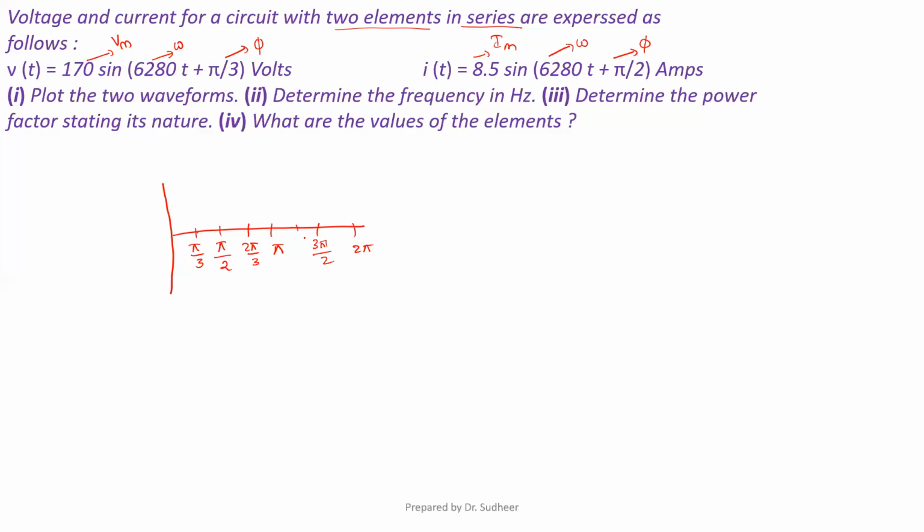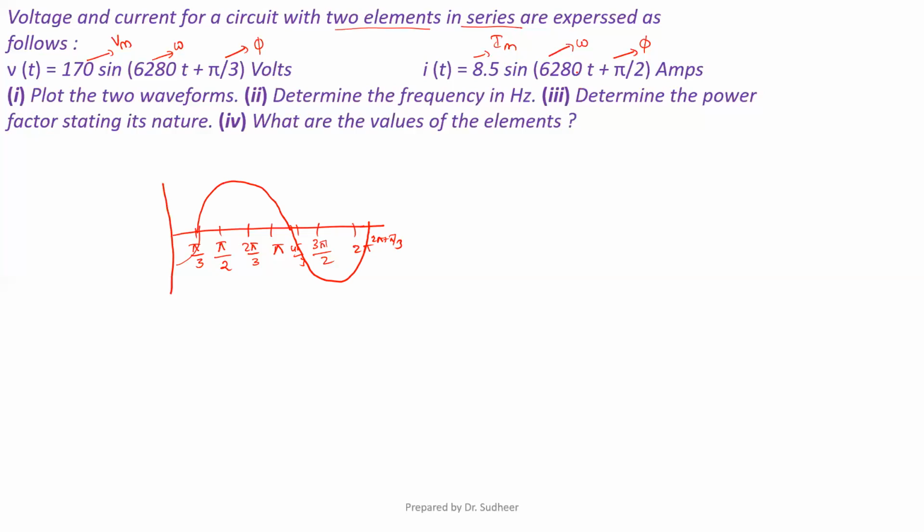So it will be pi plus pi by 3, that is 1 plus 1 by 3, so 4 pi by 3. It will start from here and end at this point. In the same way it will start its negative half cycle and after 2 pi plus 60, that is 2 pi plus pi by 3. This is your voltage waveform.